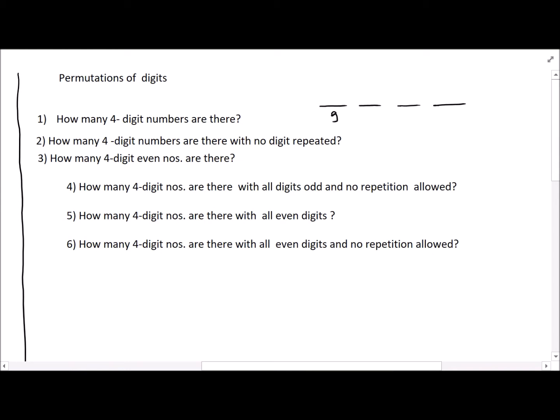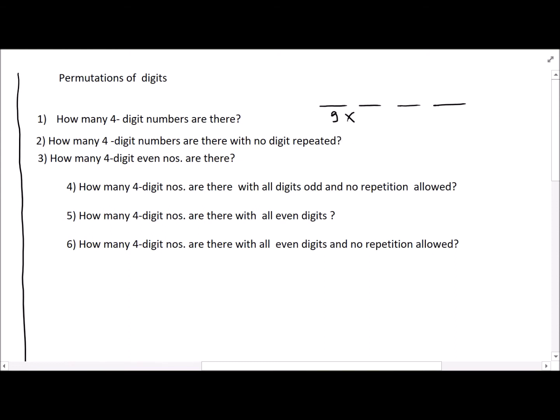I'm not filling 9 here right now. Okay. I'm not filling 9 here. This 9 represents the number of options I have. Okay. This is not the digit 9 filled. Maybe here I put say 3 or let's say 2. But there are 9 options at the first place.